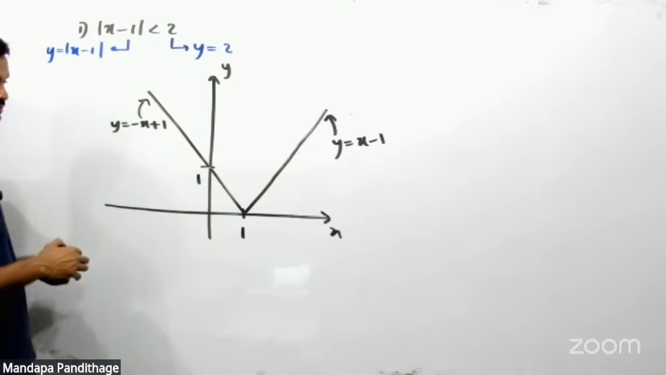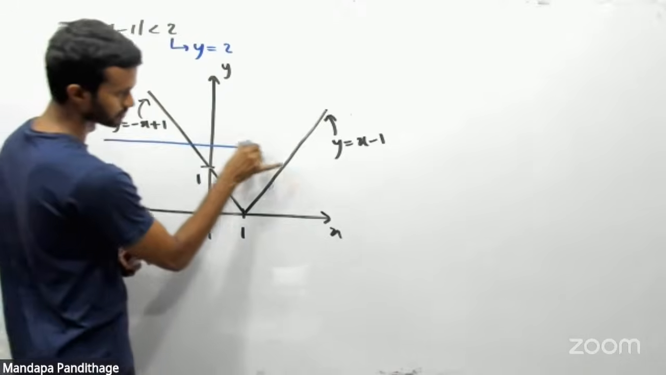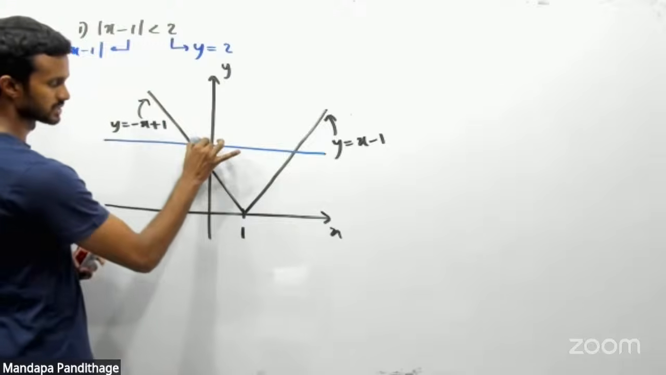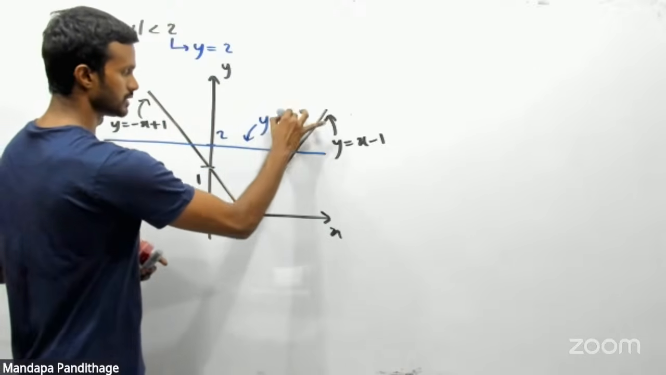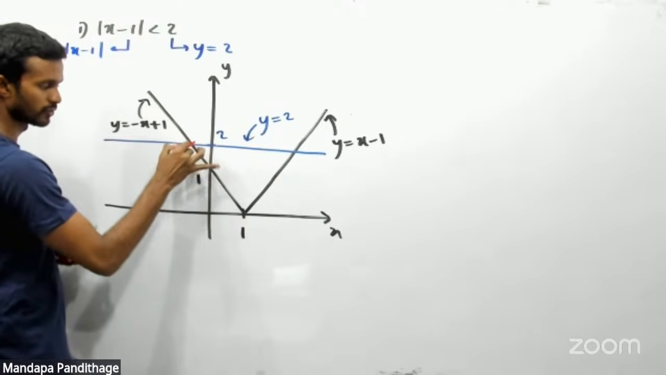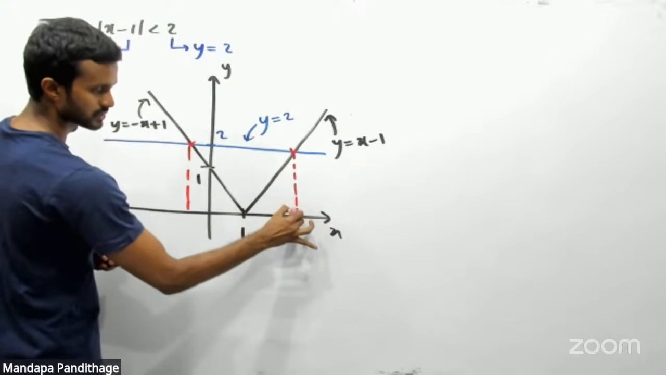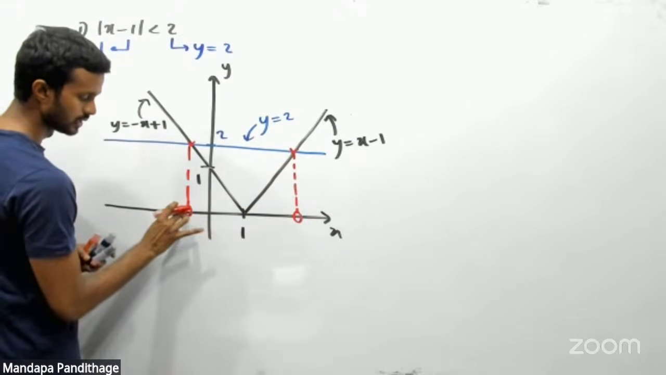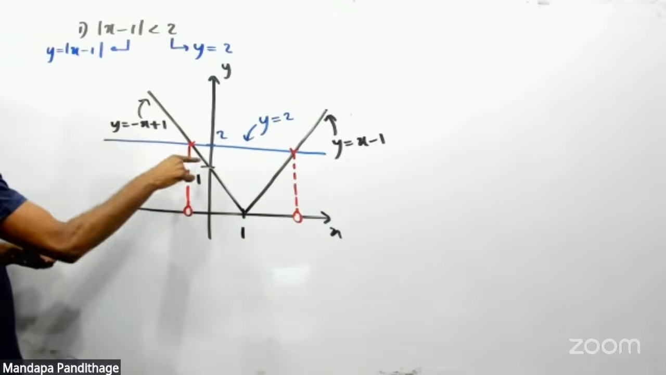Okay. So here, what is the next one? y equals 2. So this is the straight line, y equals 2. And then I told you to find the points of intersection, the x coordinates of the points of intersection. You know how to find the coordinates of the points of intersection, no? How to find it? Solve these two equations simultaneously.